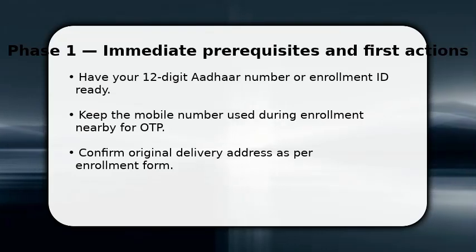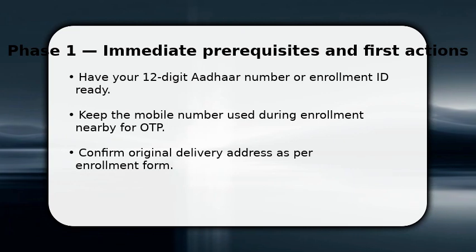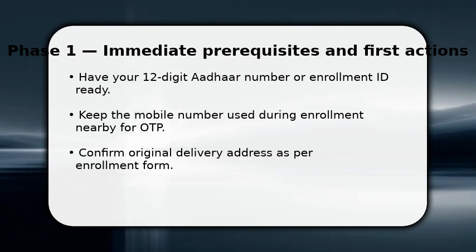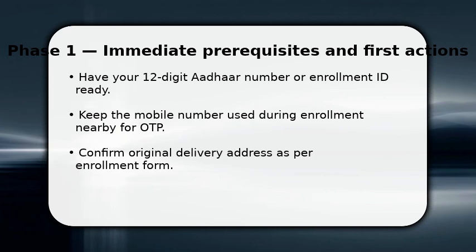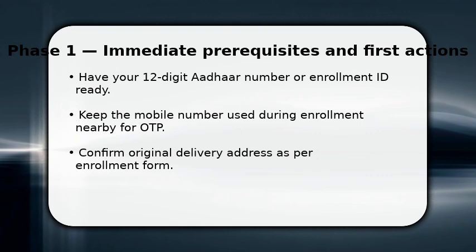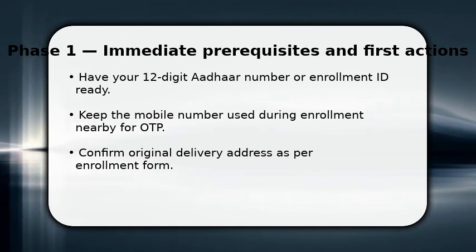You begin by gathering essentials: your 12-digit Aadhar or the 28-digit enrollment ID, plus the mobile number used at enrollment. Once done, open the UID tracking page or call the helpline, and choose the faster option for you. Enter the enrollment ID exactly and request an OTP to validate your session. This confirms you are the right recipient.